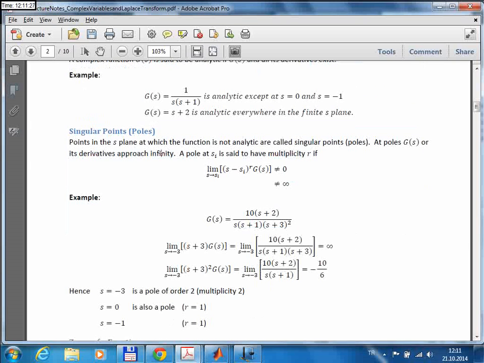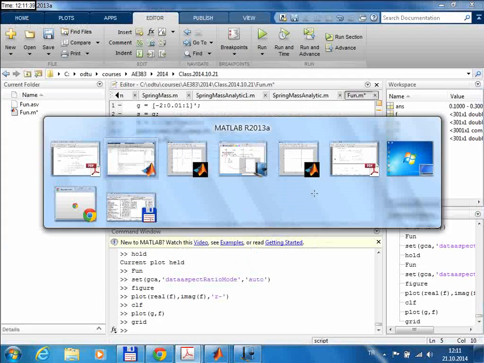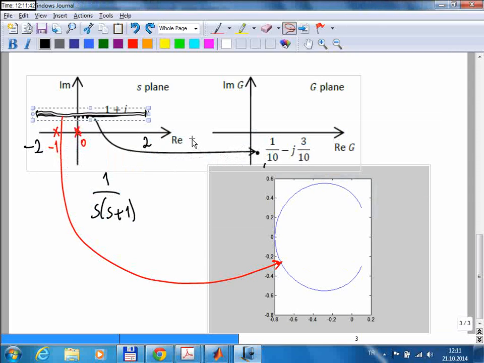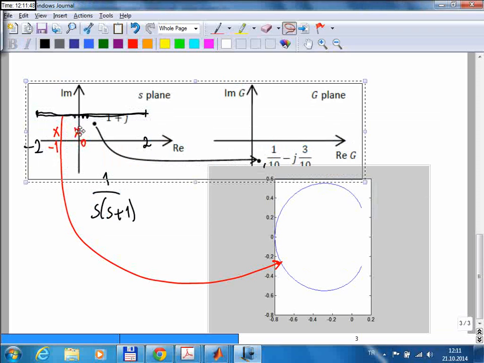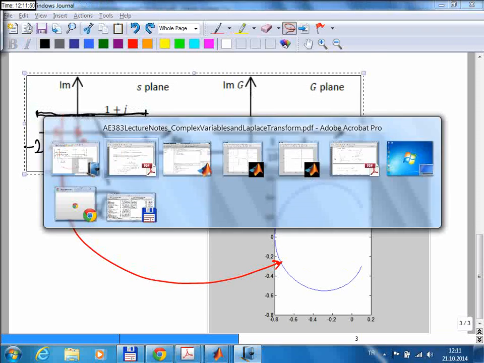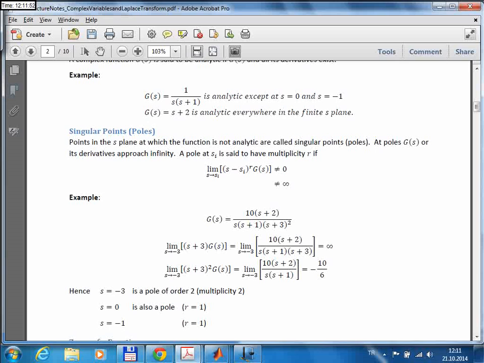So points in the S-plane at which the function is not analytic are called singular points, and they are also called poles. At poles, g of s or its derivatives approach infinity. If you go back to the same function, this function has 2 poles. One of them is at s is equal to -1, the other one is at s is equal to 0. And for these 2 values, the value of the function doesn't exist. So these are the 2 singular points for that function.